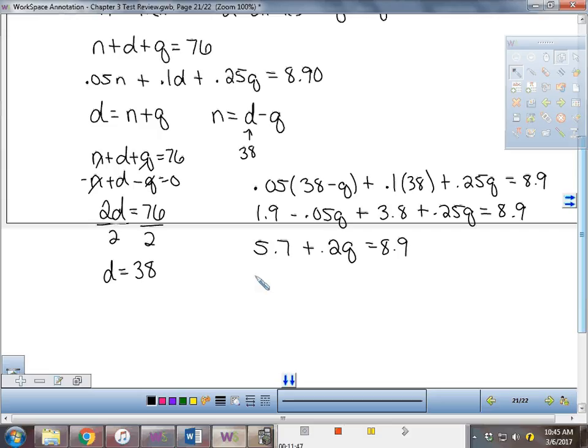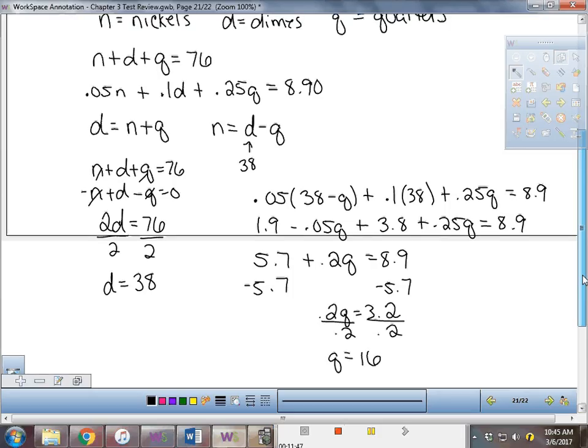So now I need to subtract the 5.7. So I have 8.9 minus 5.7, which is 3.2. Divide by 0.2, and you get 16. Alright?